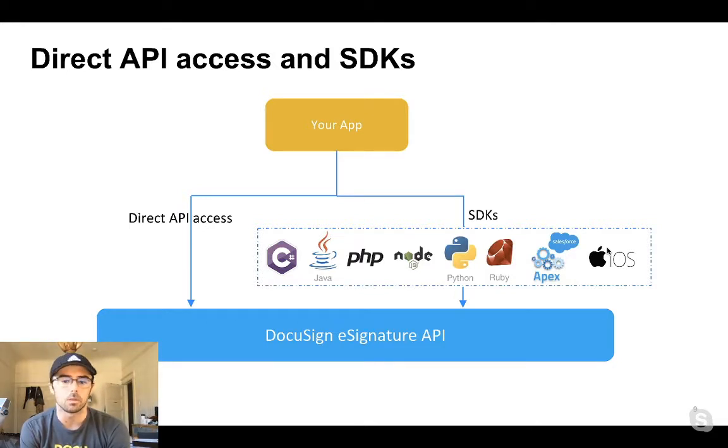including C#, Java, PHP, Node, iOS, and most recently Android, which is now GA and available on GitHub. One notable thing about the SDKs over the direct API access is that there's some features and functionality that's built specifically into the SDKs that's language specific or specific to that platform.